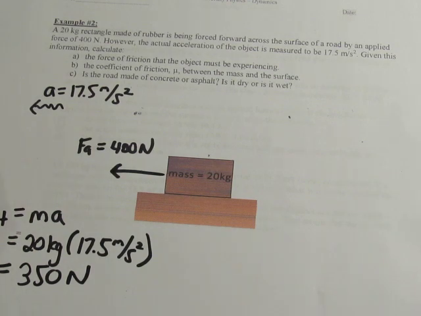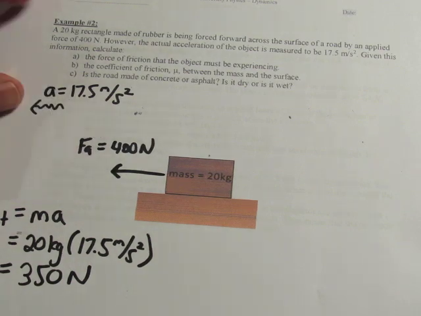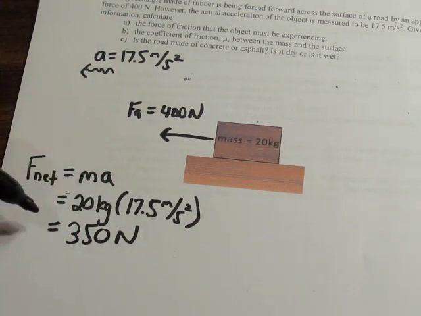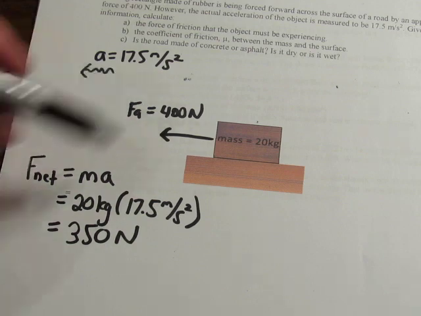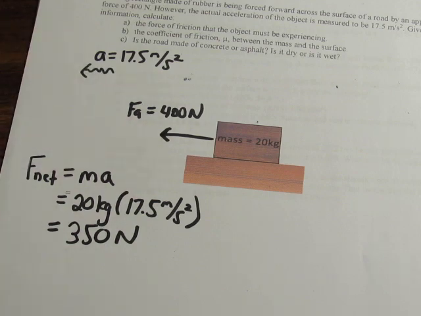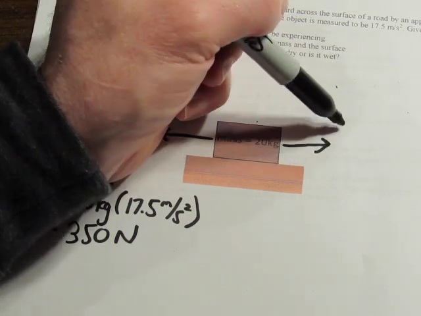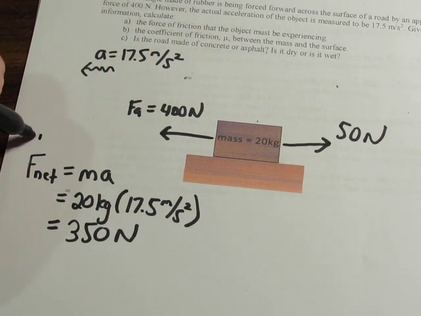So think about this. You're pushing the box forward with a 400 Newton force. It's only actually moving forward with a net force of 350. So even just without doing any math, those two numbers are so easy, you can probably surmise just from that the force holding this box back has to be 50. However, I don't want to do that without a calculation.